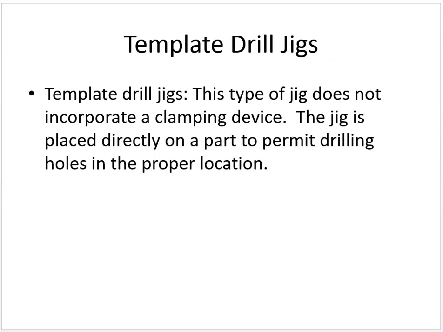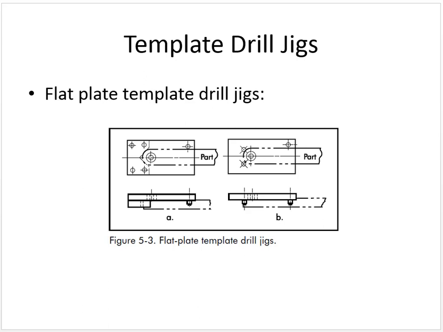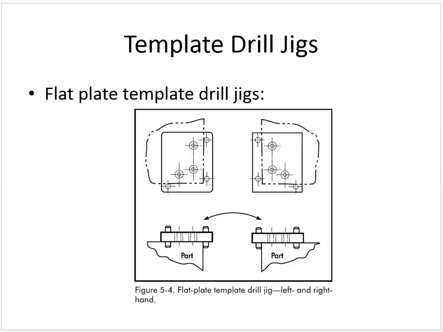You'll find this on slide 9 and actually through 12 for the disadvantages. A template drill jig does not incorporate a clamping device. The jig is just placed directly on the part to permit the drilling of the holes in the proper location. The next slide shows an example: you see the part, you put the template drill jig over it, and then you drill the hole. In this case, we have a bushing here to guide the tool. So that's a flat plate template drill jig.